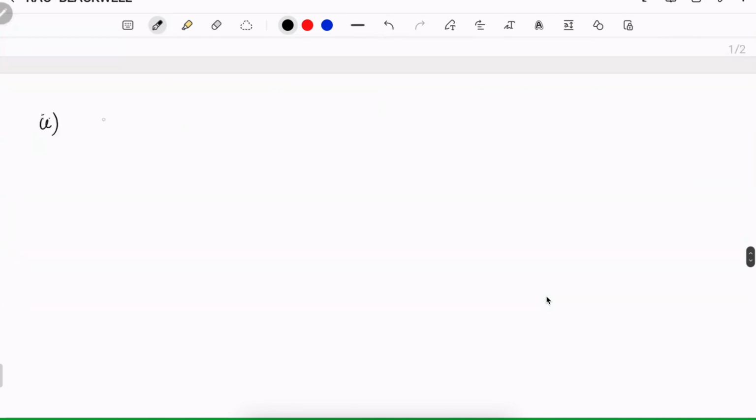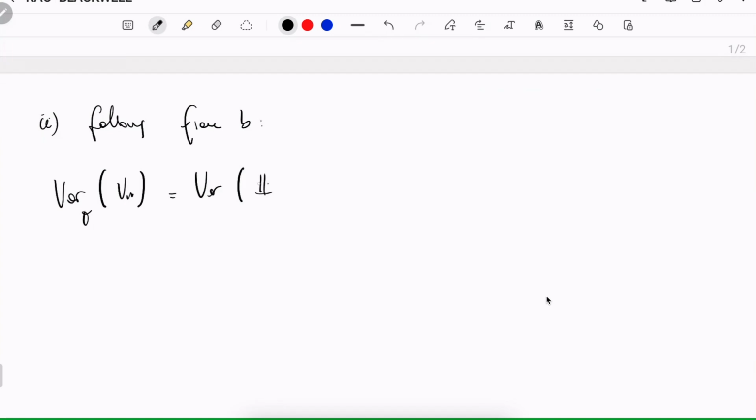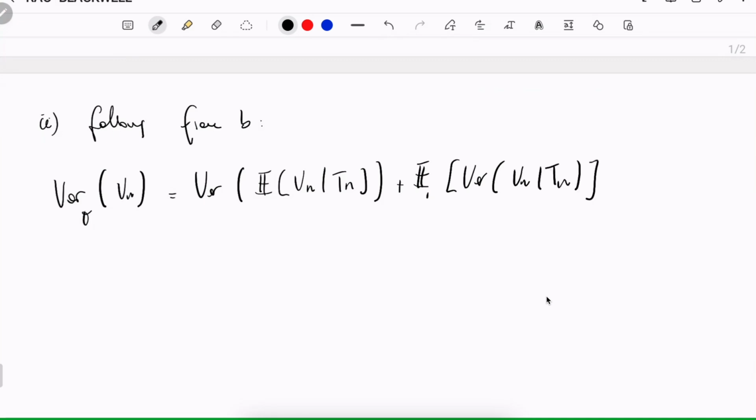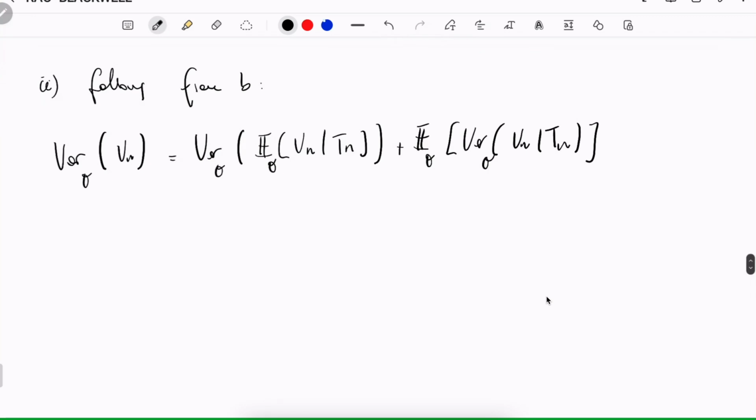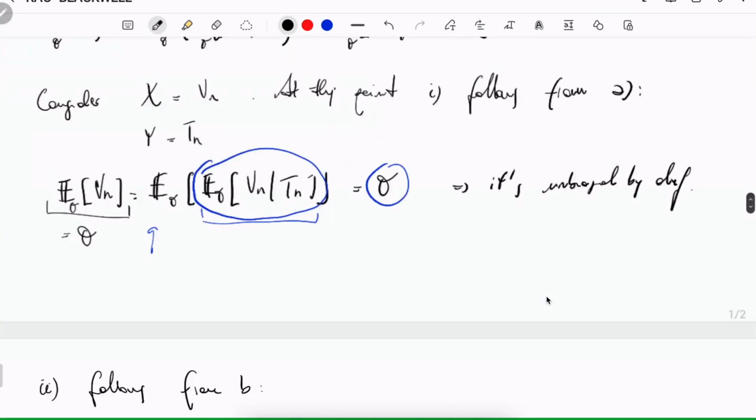Okay, now quickly, because I'm taking too long as usual, 2 follows from B. So the variance of, once again, Vn is equal to the variance of the conditional expectation plus the expectation of the conditional variance, Vn conditioned on Tn. Awesome. Now, let's write theta, because if I start it, I gotta finish it. Awesome.